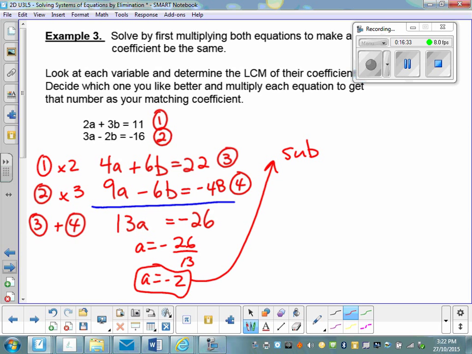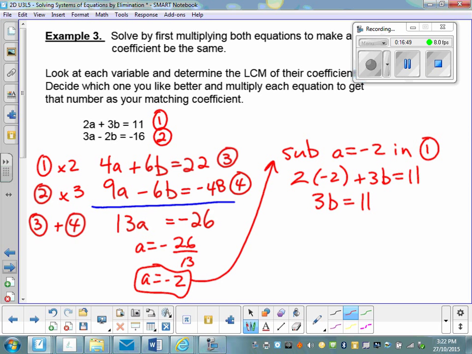We'll sub a equals negative 2 and substitute that into equation 1. So 2 times negative 2 plus 3b equals 11. 3b equals 11. It's going to be minus 4, it'll move to the other side, so it's going to be plus 4. So b is going to equal 15 divided by 3. So we get b equals 5.